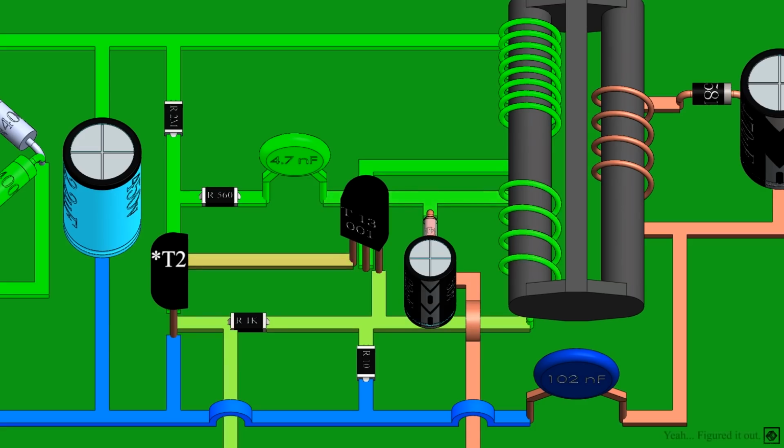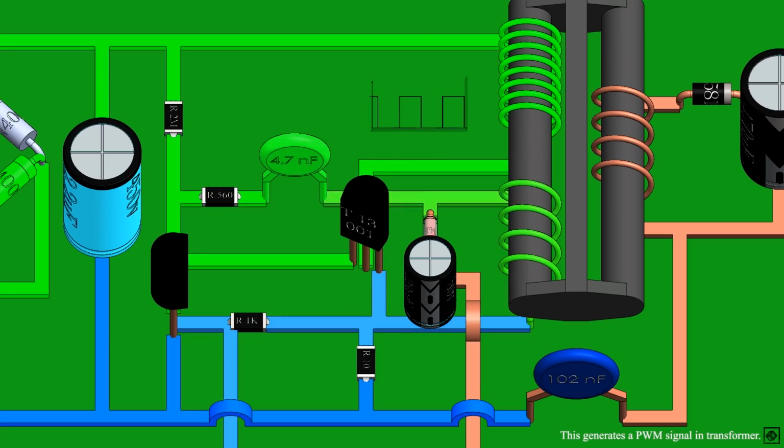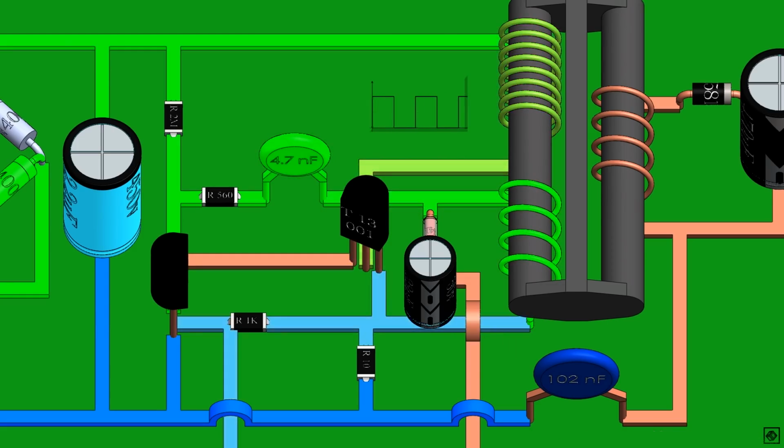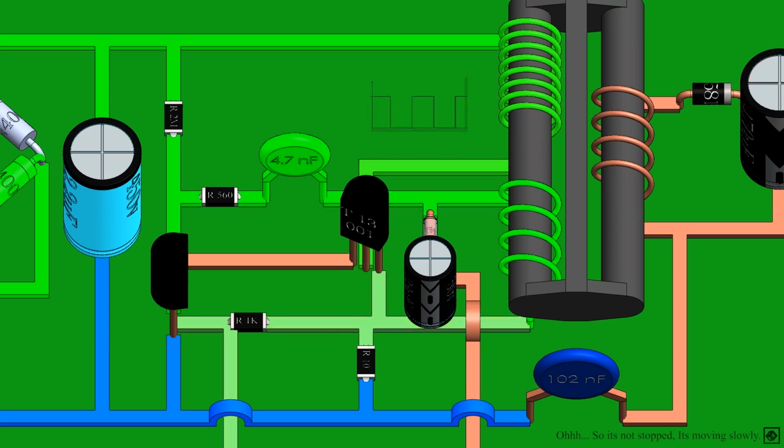This shunts the base of T1, turning it off. As T1 turns off, the flow of current to T2 is cut off. Now the current flows to the base of T1 and the cycle repeats. This happens at 15 to 50 kHz, which is 1,000 times faster than the rectifier circuit. Hence, you would see that the rectifier circuit is stopped.